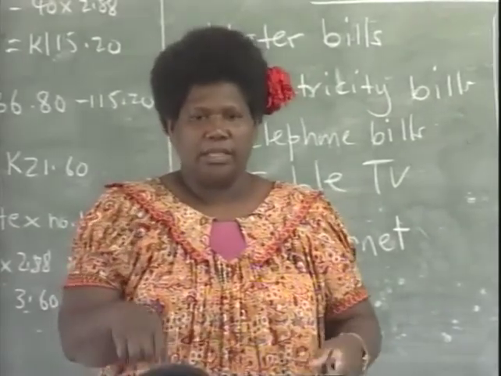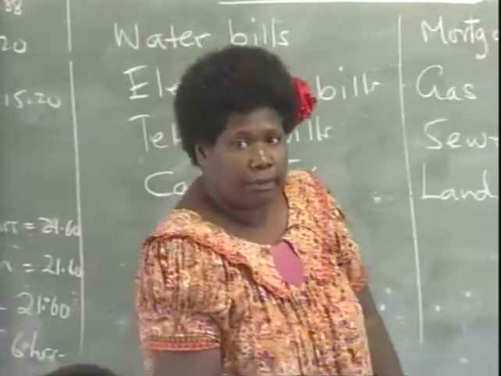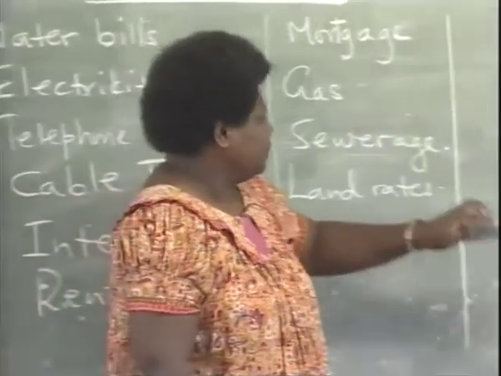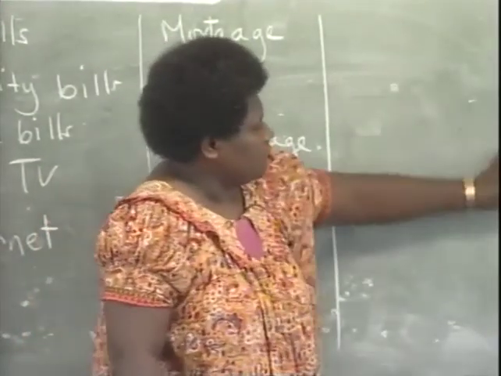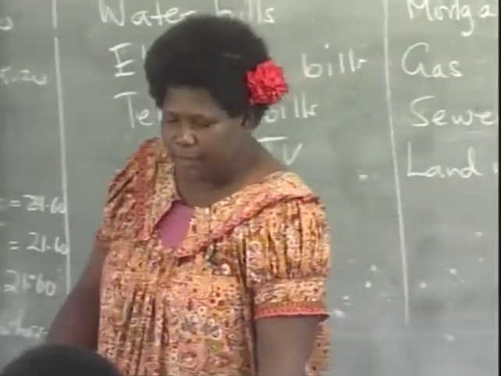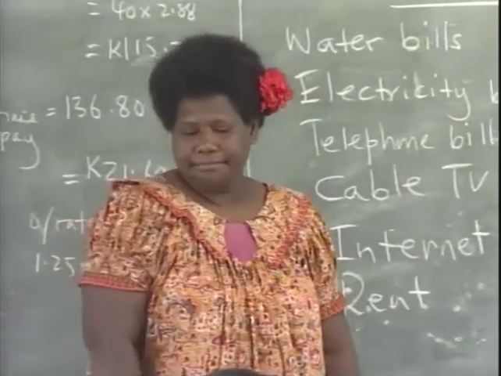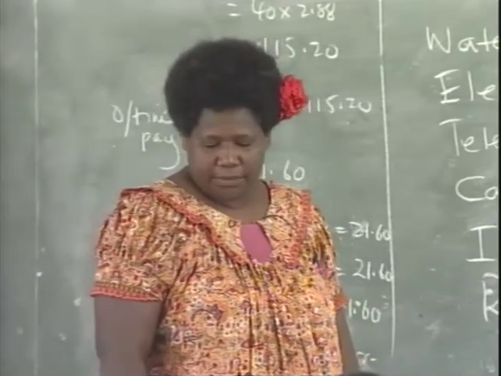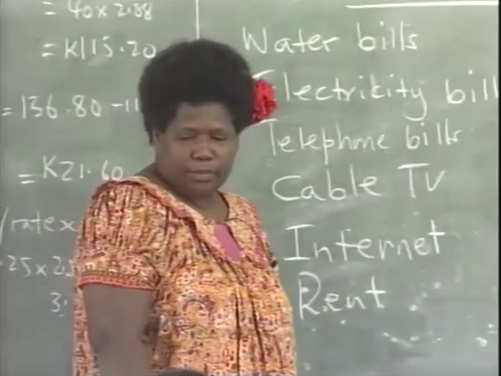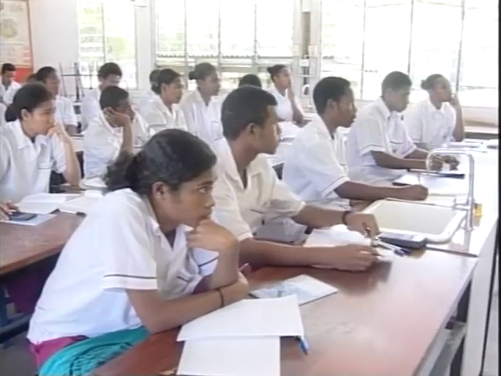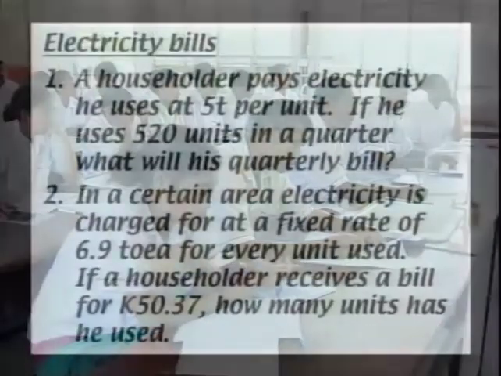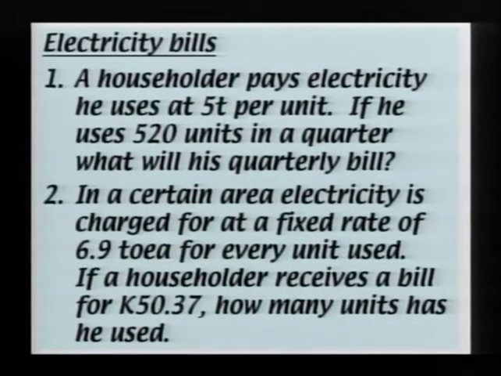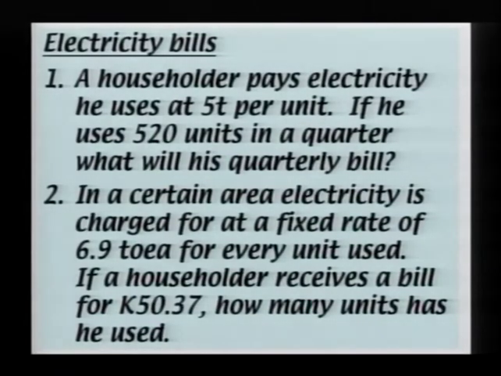And then after that you calculate and then you pay according to those rates. Okay, we'll do example 1 on the screen, and then I'll explain water bills or water rates, and then you'll do some questions. A householder pays electricity he uses at 5 toya per unit. If he uses 520 units in a quarter, what will his quarterly bill be?